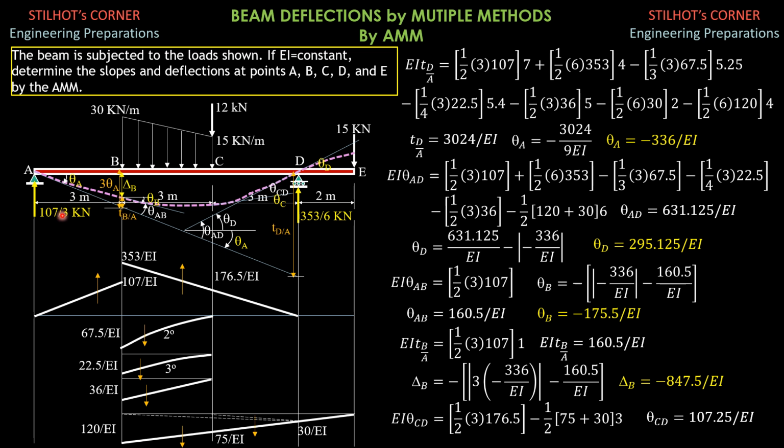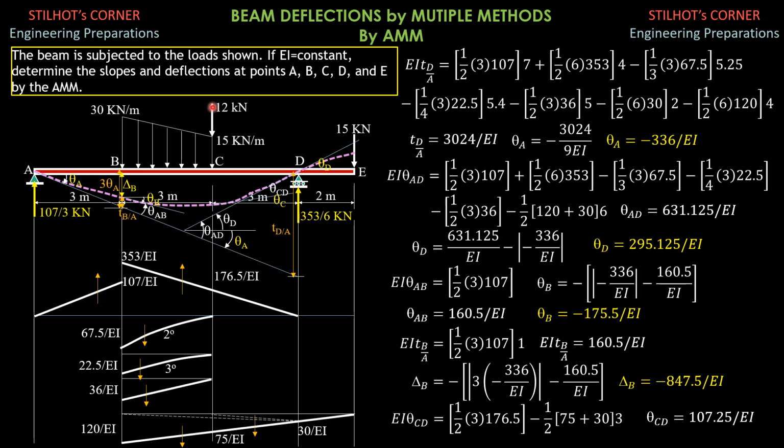So we have 107 over 3 times 3, so 107 over EI, 356 over 6 times 6, so that's 353 over EI, then 353 over 6 times 3 at C, 176.5 over EI. This load is divided into two parts. For the rectangular part, 15 times 3 times 1.5, second degree, it's 67.5 over EI. Then for the triangular part, 1/2 of 3 times 15 times 1, so 22.5 over EI, and it is a third degree curve.